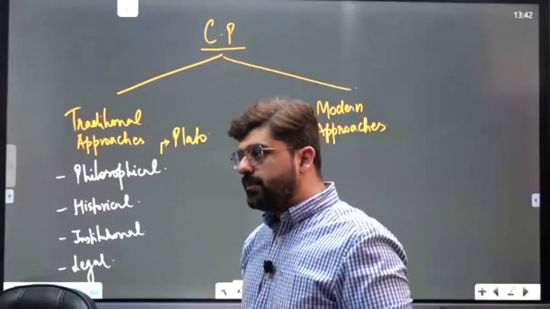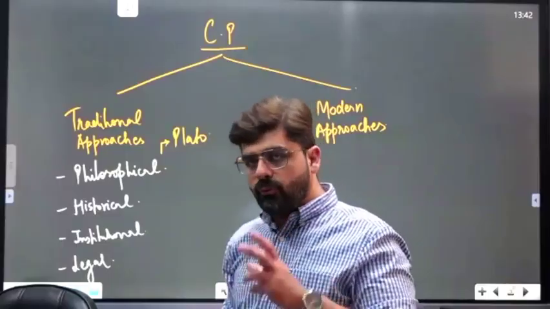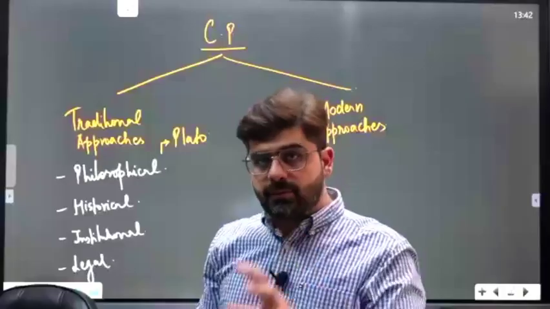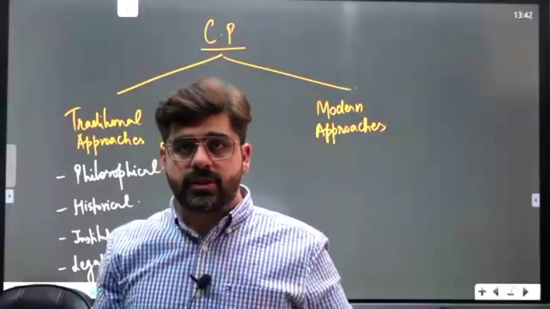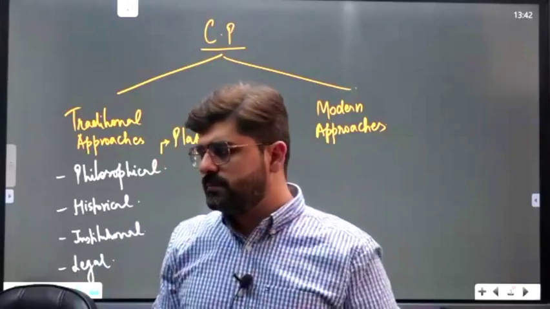So in Plato's Republic, we see analysis of monarchy also, we see analysis of democracy also, we see analysis of aristocracy also, and the same thing has been done by Aristotle also.